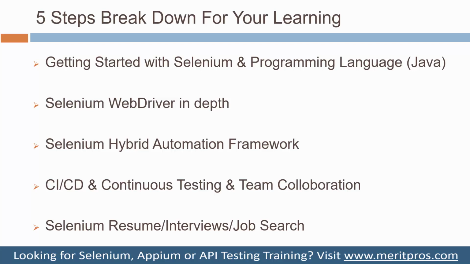Then we have step 4, which is CI/CD and continuous testing and team collaboration. You need to learn Jenkins, like how we can use Jenkins to run our project continuously on a schedule, then Git and GitHub for version controlling for our automation framework code. Then team collaboration, definitely you are going to work with a team, so you need to learn team collaboration as well.